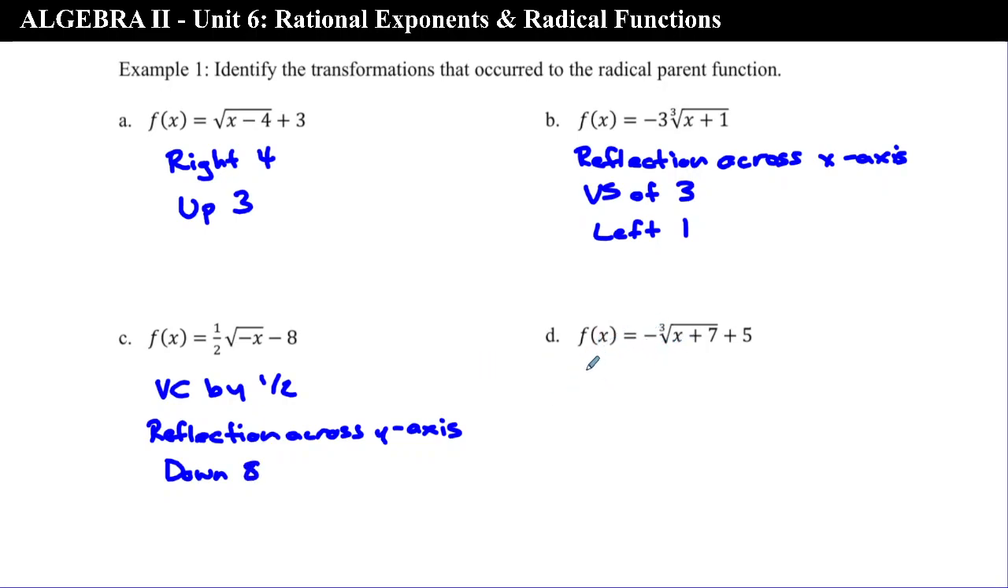And then finally in this one, we're reflected across the x-axis because that minus is all the way on the front. We are translated to the left 7. And we are translated up 5, indicated by that 5 on the end.